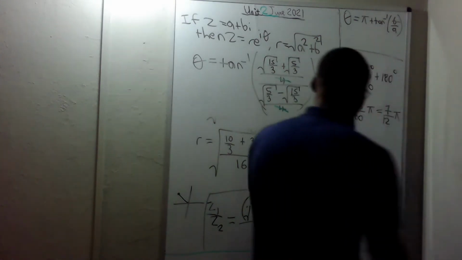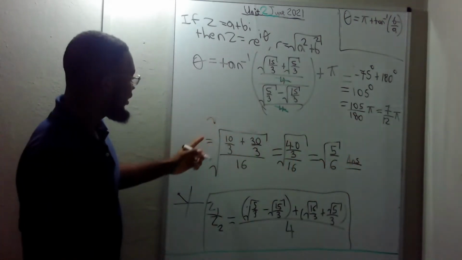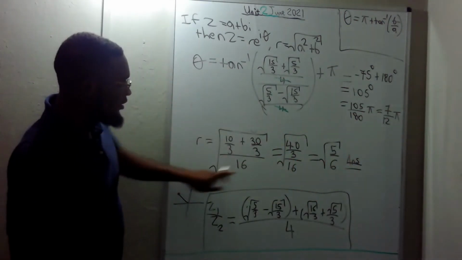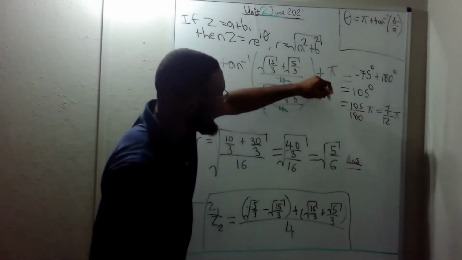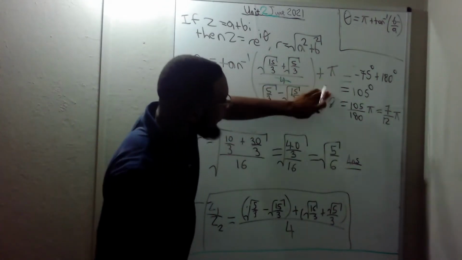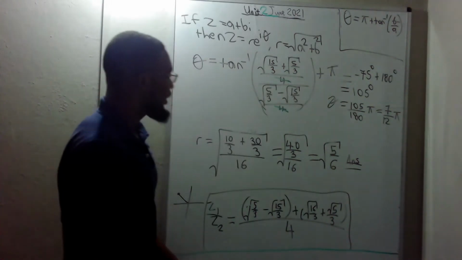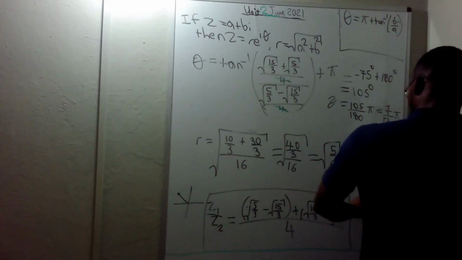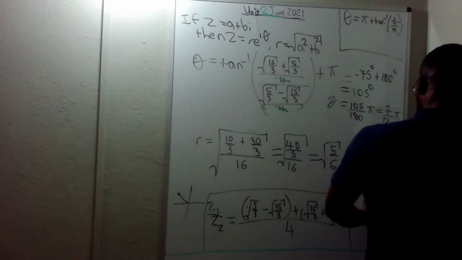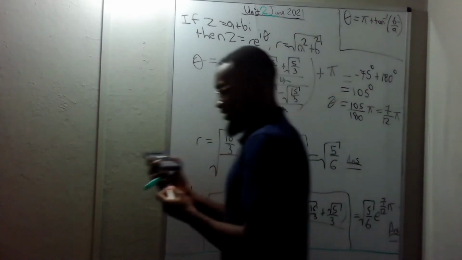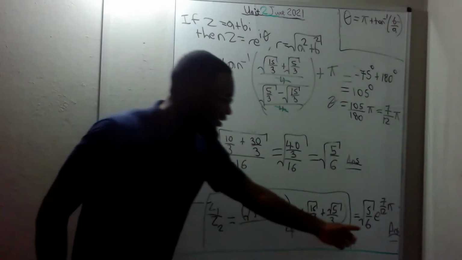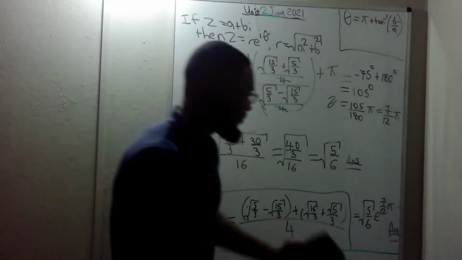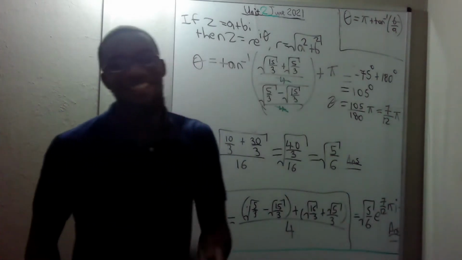So therefore, now we'll find r. This is r, and this is theta. Once you find r and theta, now we can conclude, therefore z1 over z2 is equal to the square root of 5 over 6 e to the 7 over 12 times pi. That's it. So we did it.